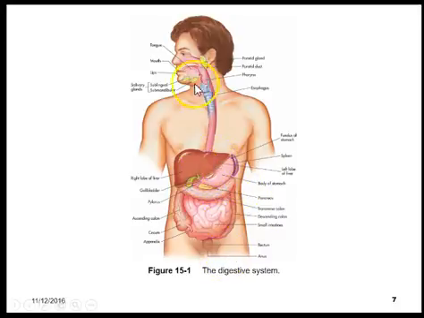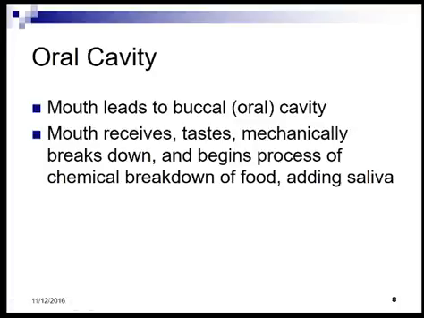Now, the accessory organs include the teeth, which are located up here, the liver, the gallbladder, the pancreas, and over here we see the spleen. In the oral cavity, the mouth leads to the buccal cavity, which is the oral cavity. The mouth receives, tastes, mechanically breaks down, and begins the process of chemical digestion of food by adding saliva and other chemicals. So if you take a piece of bread and you put it in your mouth and you hold it there for a minute, it's going to start breaking down in the fluid that's in your mouth.